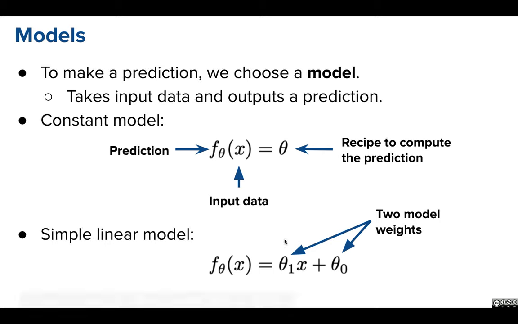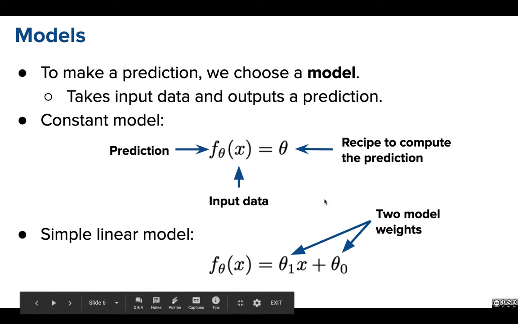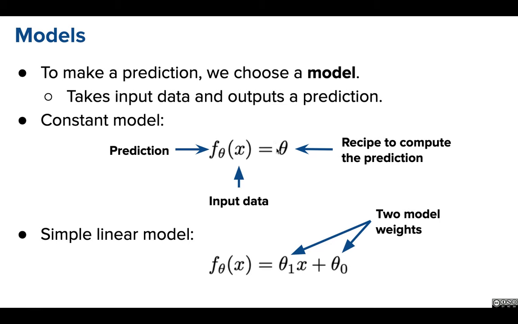So we can start simple by looking at the constant model. We have this unknown variable theta. And I mentioned before that in order to fit the model to some data, we want to choose the best value of theta. And the question is, how do we do that?